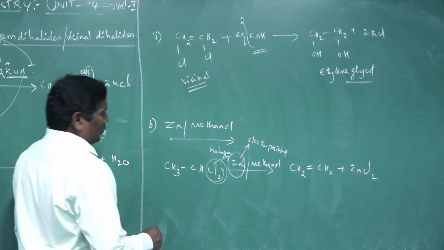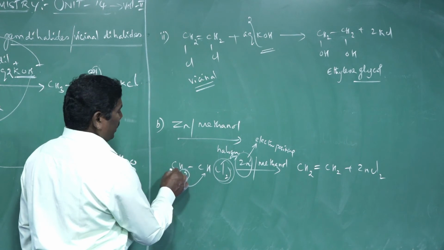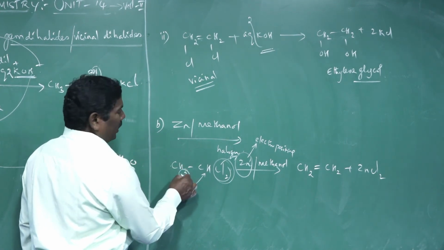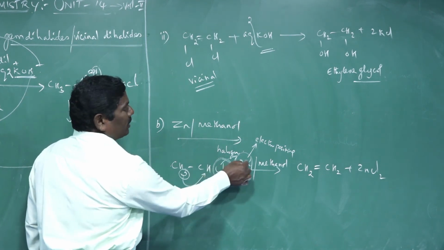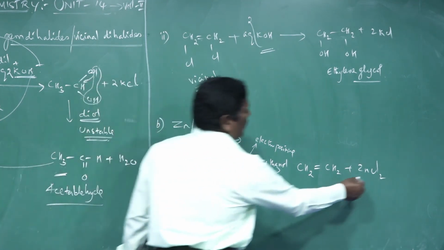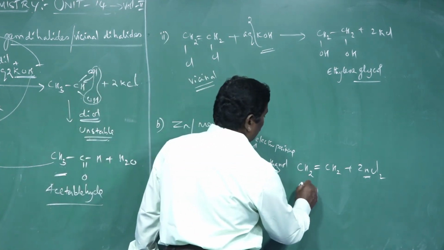Actually, what is the reaction which is taking place here? One hydrogen from CH3 will shift to here. The 2 chlorines are abstracted by the zinc to form zinc dichloride. Now the compound formed is called ethylene.